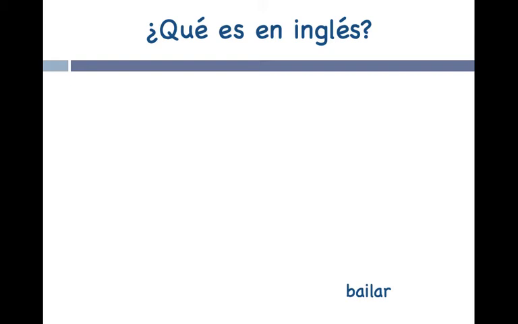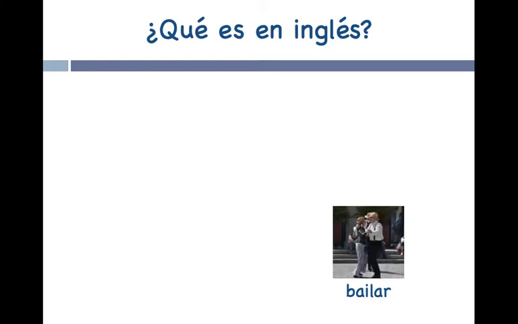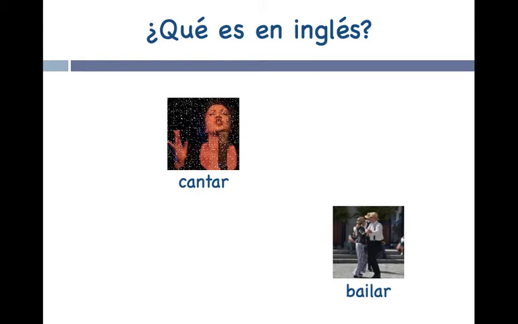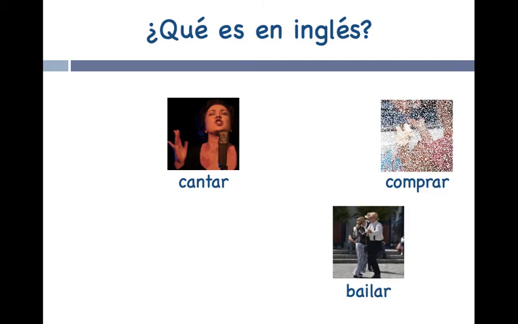Bailar means to dance. Don't forget the to. It's in the infinitive form. It has to have the to. Cantar, ¿qué significa en inglés? Bien, to sing. Comprar. To buy or to purchase.